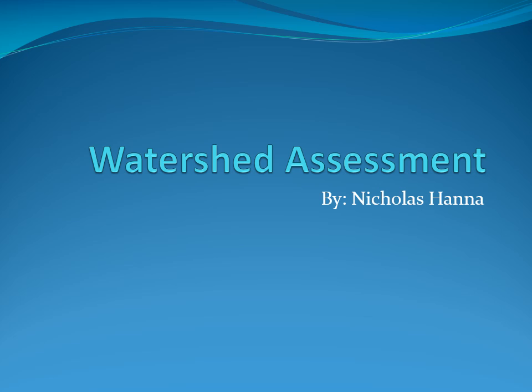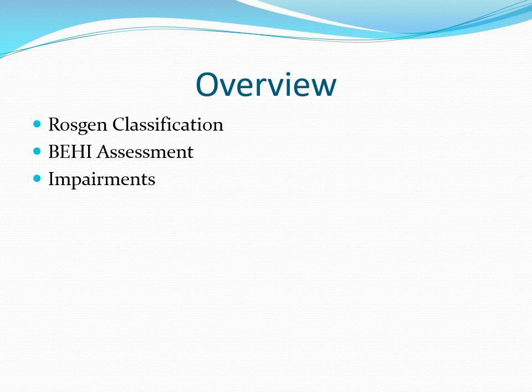Hello, my name is Nicholas Hanna, and today I'm doing a watershed assessment on the Lower Kanawha watershed located in West Virginia. For an overview, I'm using the Rosgen classification form and the BHI assessment form to complete the watershed assessment, and I'm also taking a look at the impairments in my watershed.